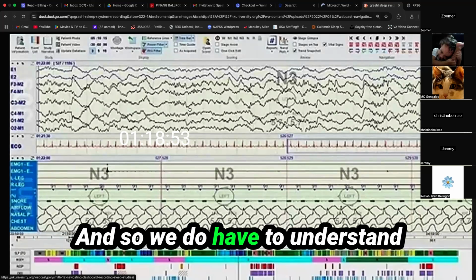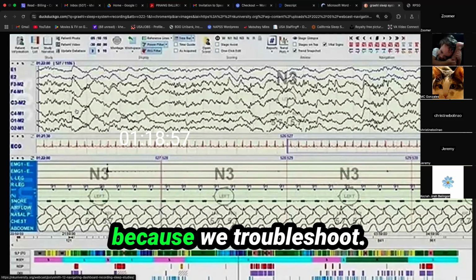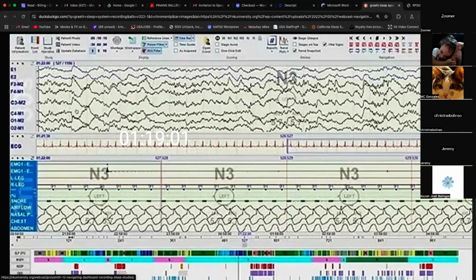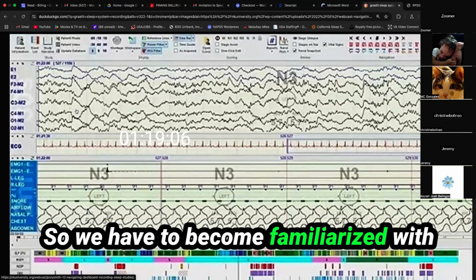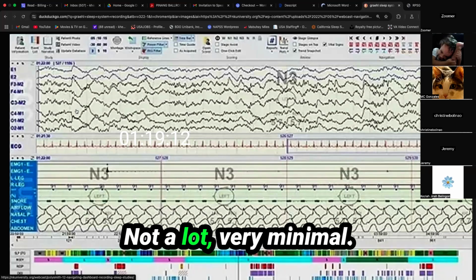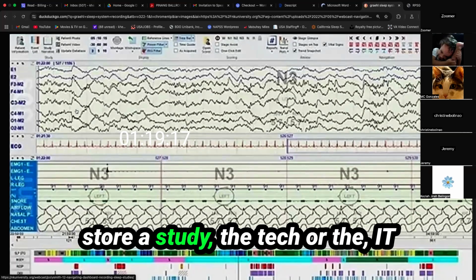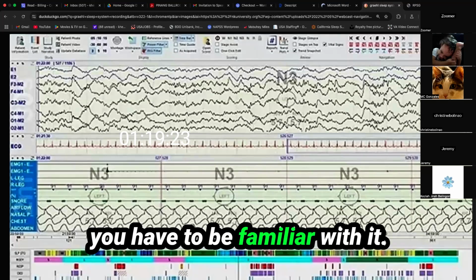And so we do have to understand some basic computer concepts because we troubleshoot. We are the ones that will be working with the IT. We are the ones that will be calling tech support. So we have to become familiarized with some of the IT lingo, some of the IT skills. Not a lot, very minimal. But when you store a study, the IT will have some questions, and so you have to be familiar with it.